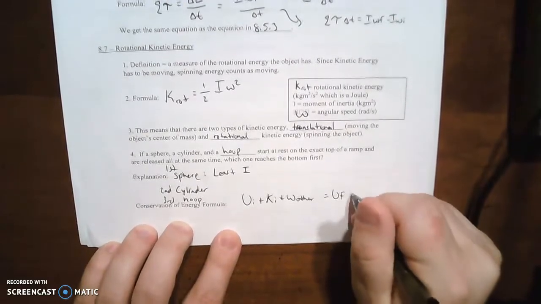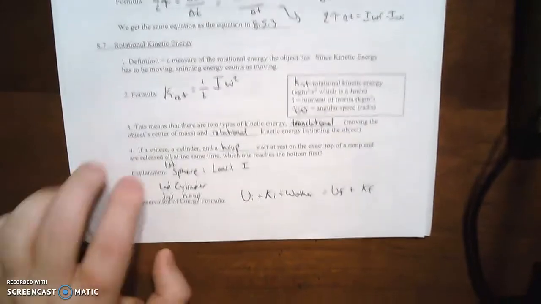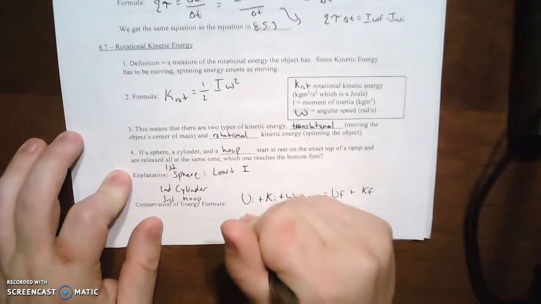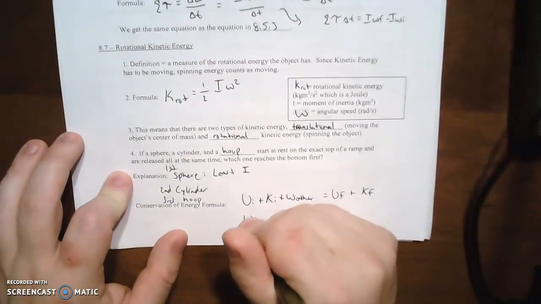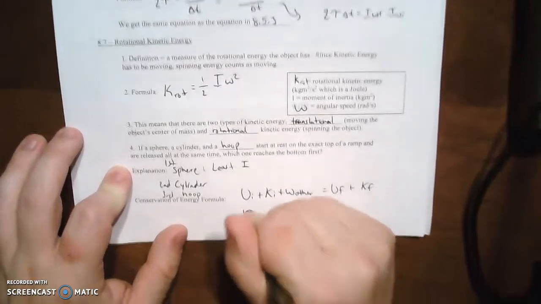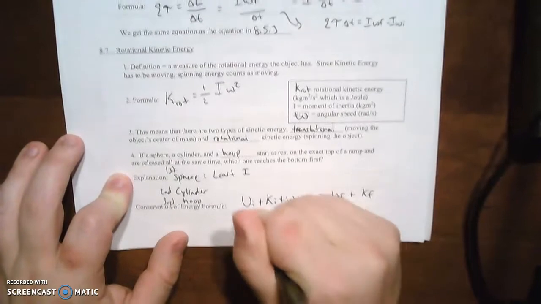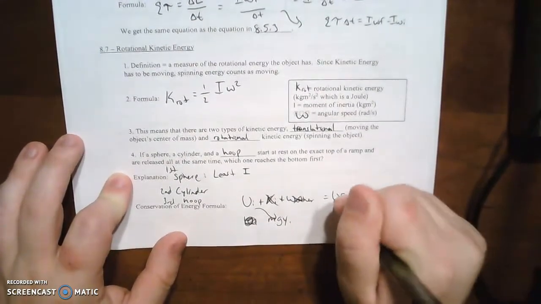And when we write this out for this specific example, we're starting off with potential gravitational energy. So this turns into mgy initial, where y is the height. We have no initial kinetic, no work other, no final potential.